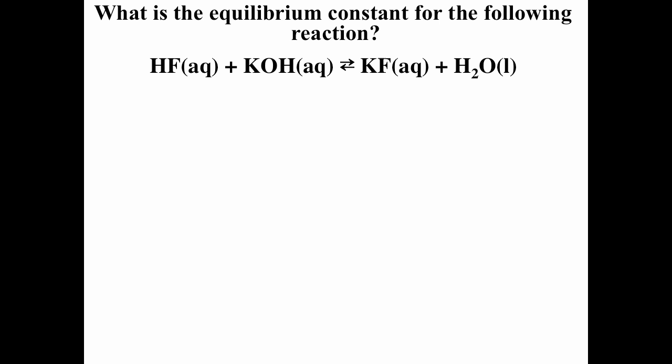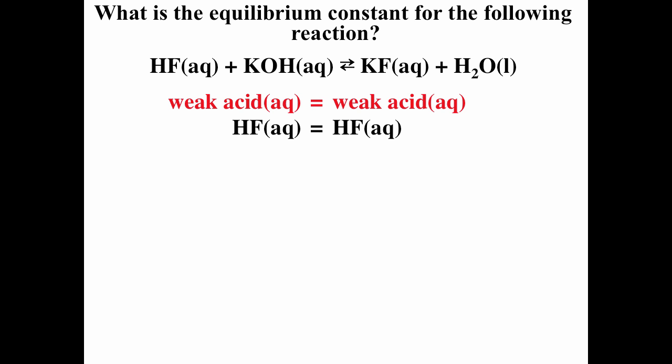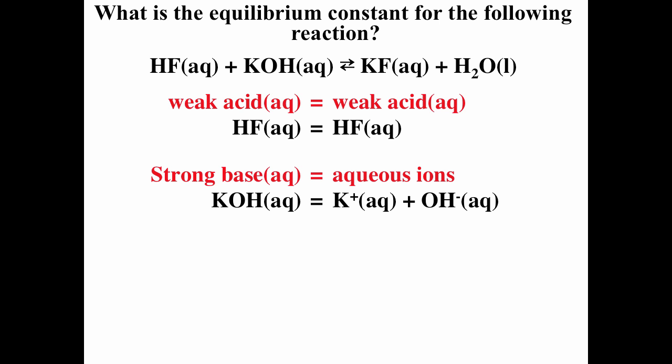So here we have HF plus KOH going to KF plus water. Now HF is a weak acid. It only partially dissociates. If I have 1 molar HF in a bottle, I have basically 1 molar of HF molecules, very little hydrogen ions and very little fluoride ions. Its Ka is very small. And so if I have HF aqueous, I cannot break it apart. It's a weak acid. Now KOH, again, is a strong base, so I can break it apart. Potassium ions, hydroxide ions.